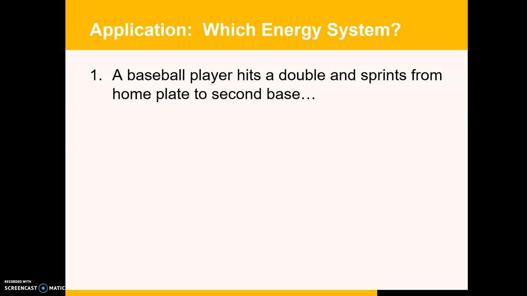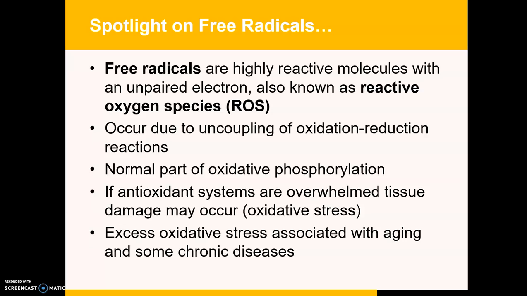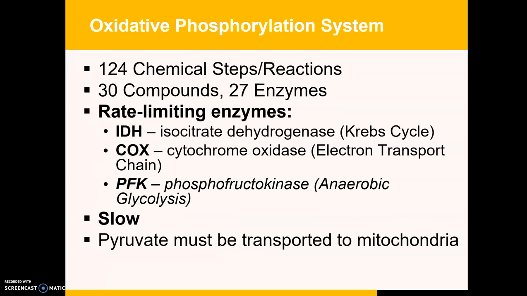Again, before we go to the quiz, I have to make sure to summarize the characteristics of the oxidative phosphorylation energy system. It involves about 124 chemical steps or reactions, with 30 compounds and 27 enzymes. The rate limiting enzymes are IDH, isocitrate dehydrogenase, for the Krebs cycle, COX, cytochrome oxidase, for the electron transport chain, and PFK, phosphofructokinase, for the anaerobic glycolysis. And this is potentially a limitless duration.